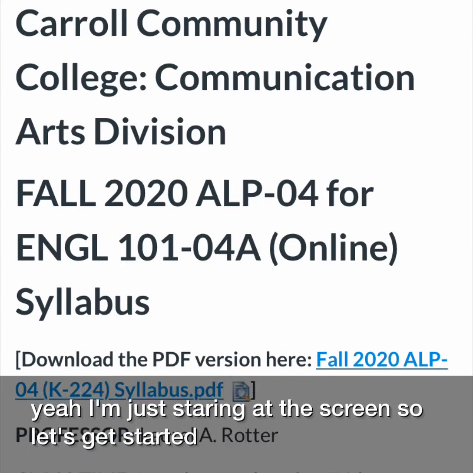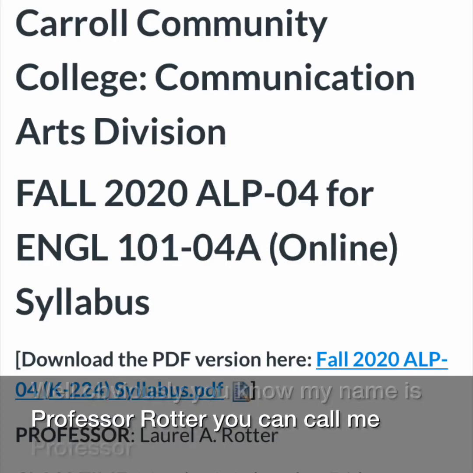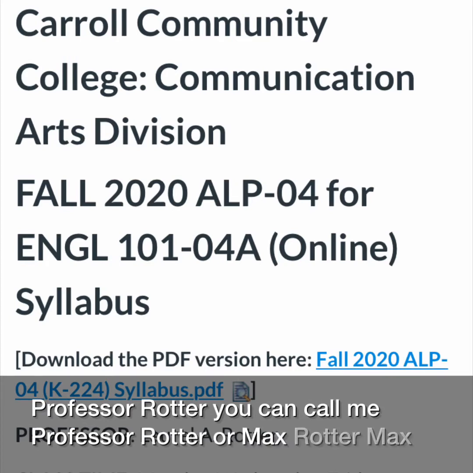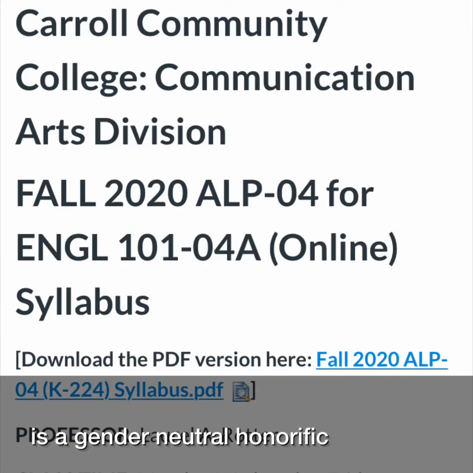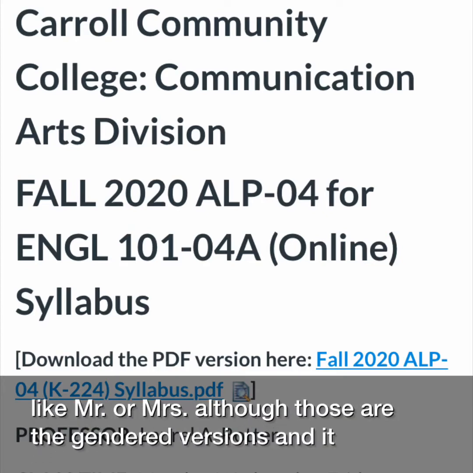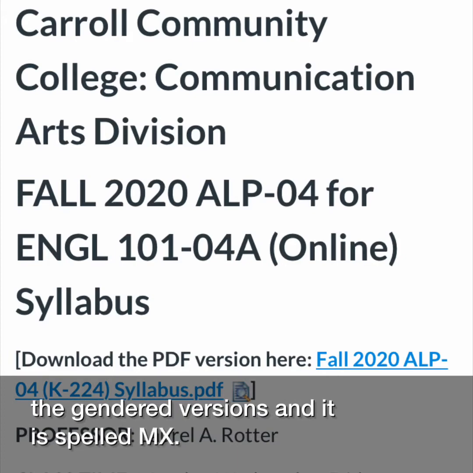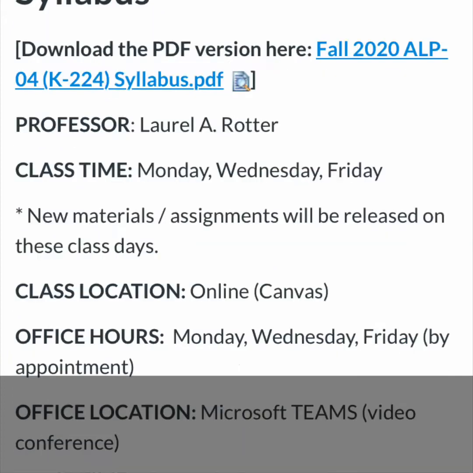So let's get started. Obviously, my name is Professor Rotter. You can call me Professor Rotter or Mux Rotter. Mux is a gender-neutral honorific, like Mr. or Mrs., although those are the gendered versions. It is spelled MX, period. So Mux Rotter or Professor Rotter.